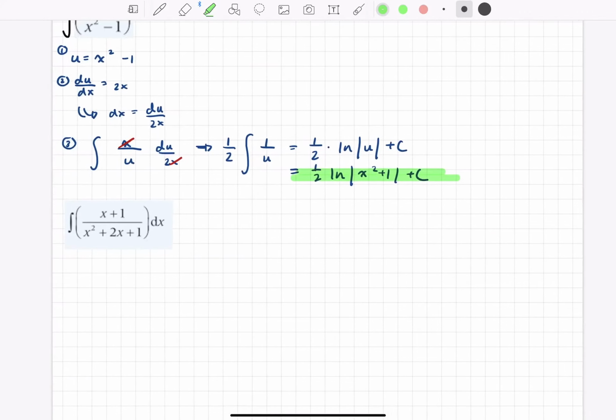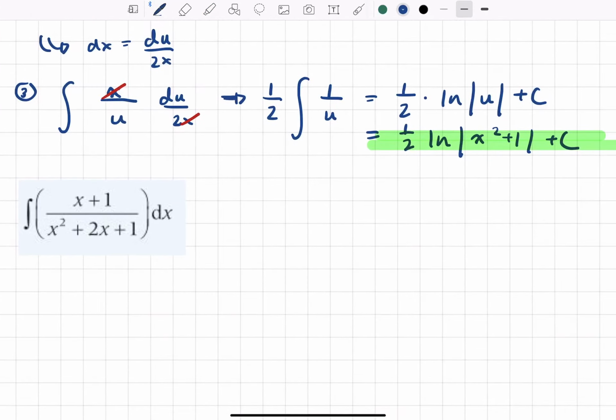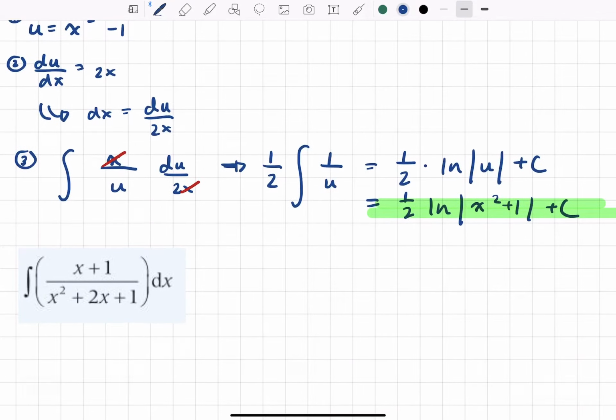I hope the steps were a bit clear there, and we're going to cover a lot more ground with this, so we can get used to harder examples. Let's do the second one.